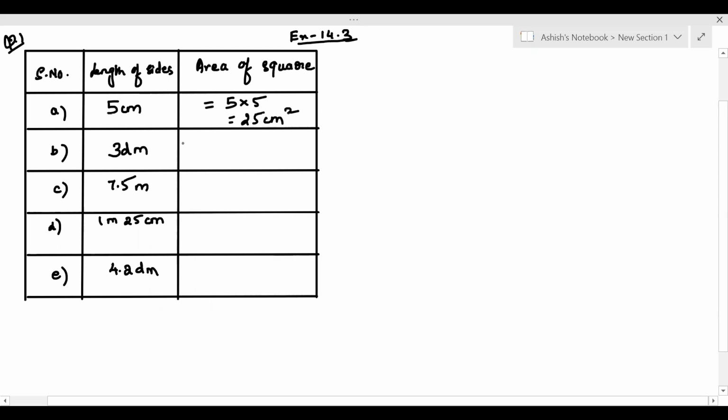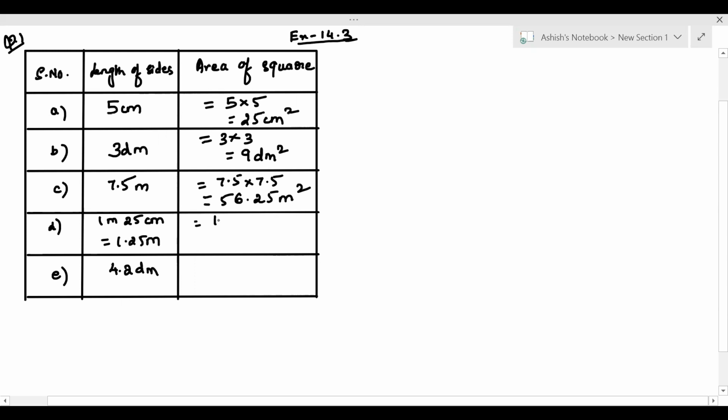Again, it is given for 3 decimeter. Again, 3 into 3. The area of this square will be 9 decimeter square. Then 7.5 into 7.5 meter. Again, we need to multiply 7.5 into 7.5, and the answer will be 56.25 meters square. Now in the next question, it is 1 meter 25 centimeter, two different units are given. So if you convert the whole into meter, it will become 1.25 meter.